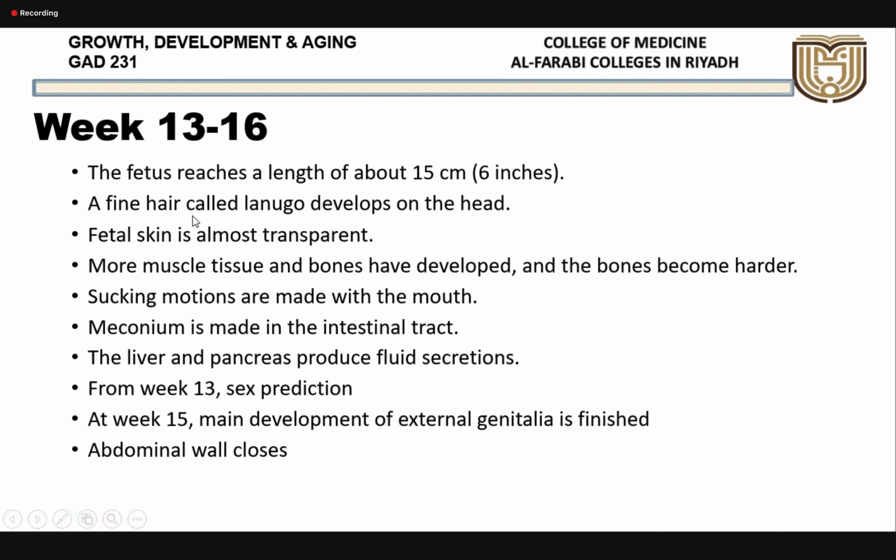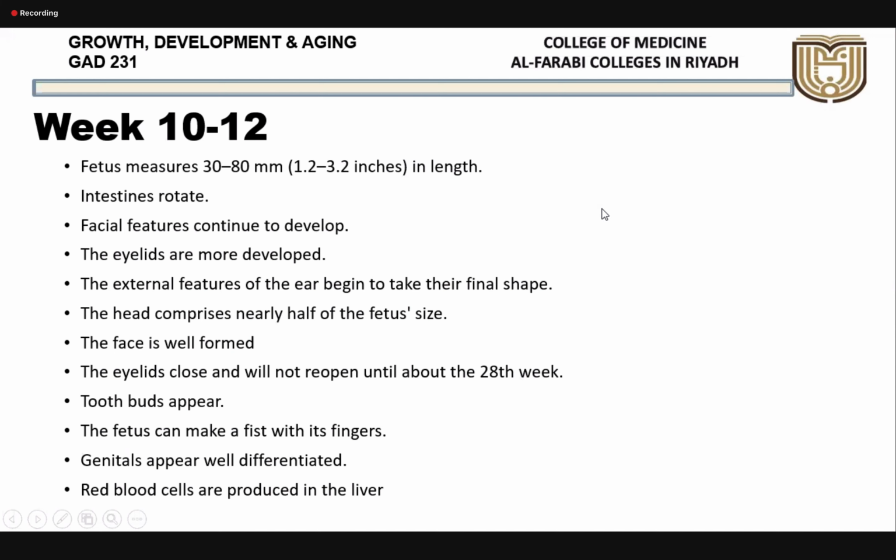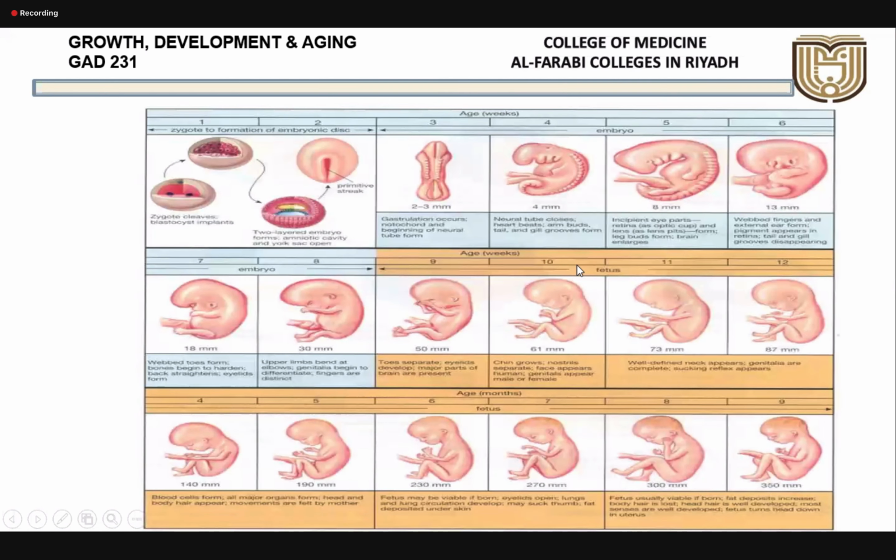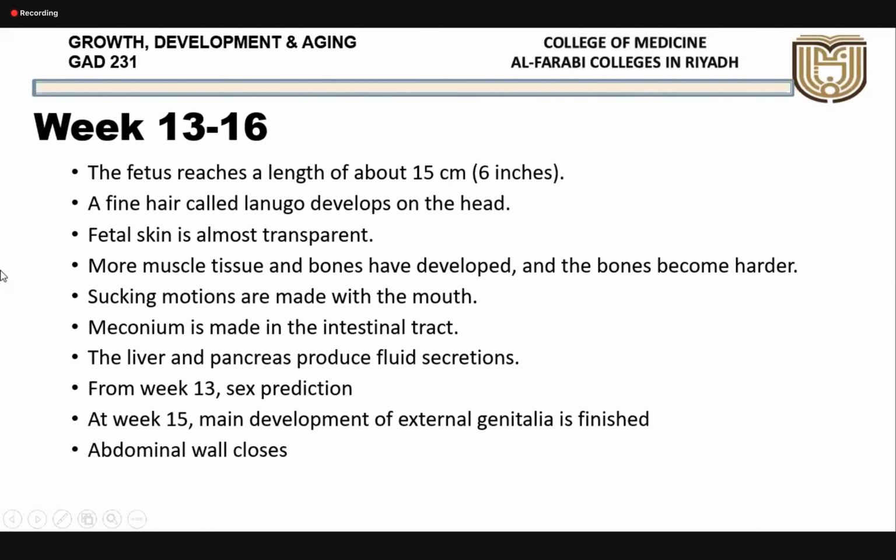And a fine hair called lanugo develops on the head. Now the head, which was bald till now, no hair was there till here. Now there will be the formation of hair starting on the skull. So these are very primitive hairs. These are called lanugo. They have a specific name called lanugo.